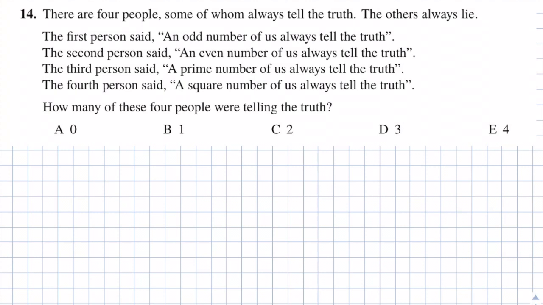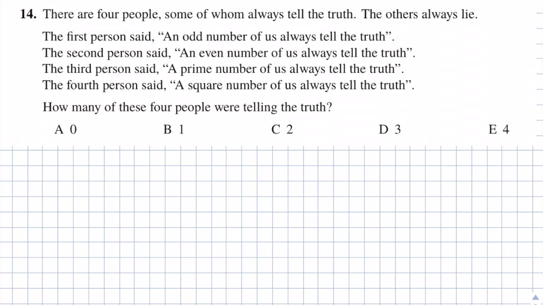Question 14. There are 4 people, some of whom always tell the truth, the others always lie. First person said an odd number of us always tell the truth. The second person said an even number of us always tell the truth. The third person said a prime number of us always tell the truth. And the fourth person said a square number of us always tell the truth. How many of these 4 people were telling the truth? We've got answers: A is 0, B is 1, C is 2, D is 3, or E is 4.